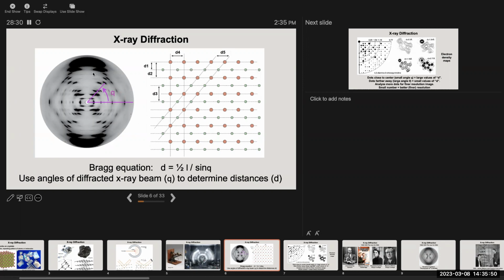So this is not actually the diffraction pattern for sodium chloride. I couldn't find a copy of William Lawrence Bragg's original X-ray diffraction pattern. I don't know what this molecule is, but it illustrates the point that when you do X-ray diffraction on a molecule, even something very simple like sodium chloride with just two elements repeating, you actually get multiple distances, multiple values for D.